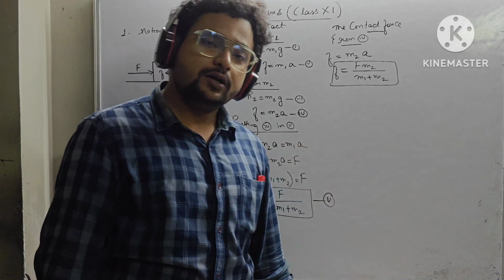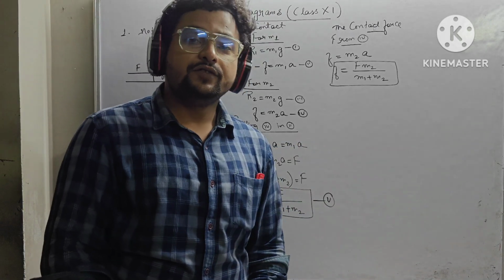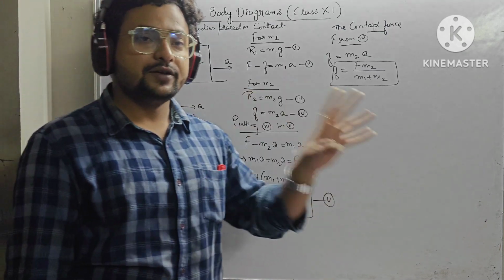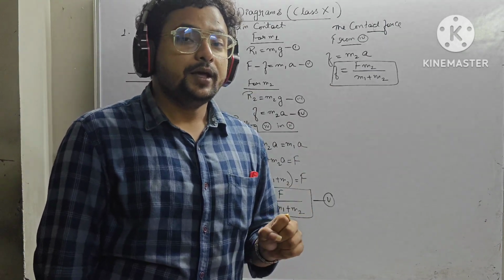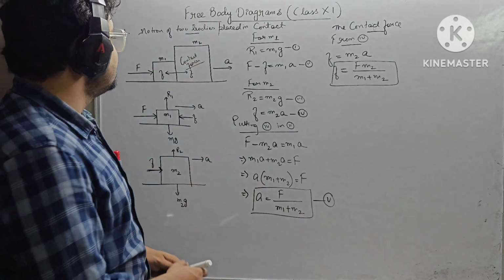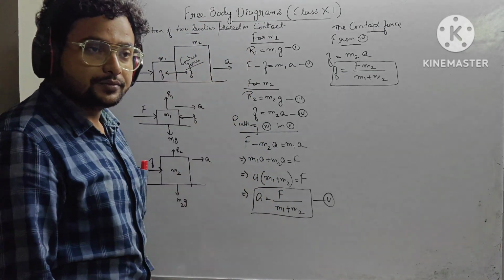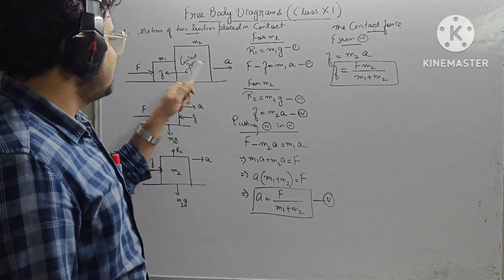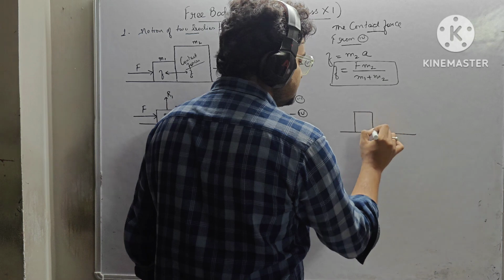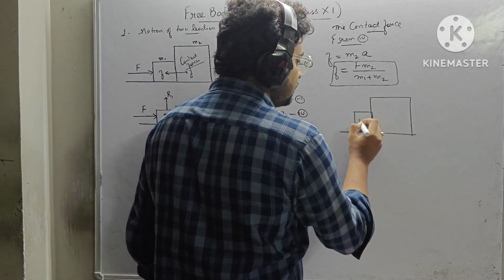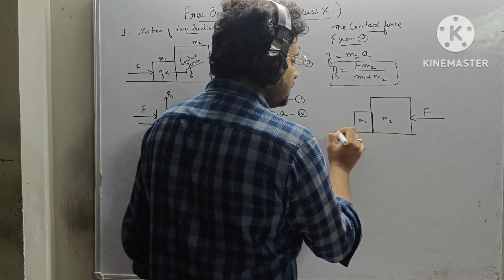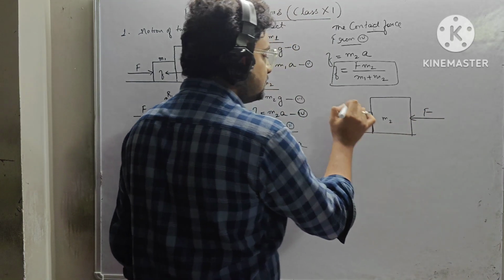Okay, this is going to be the contact force. So this is how we can find out the acceleration and the contact force if two bodies are placed in contact and you are applying the force from one direction. Now, what is going to happen if you are applying the force in this body? Suppose this is the larger body, m1, m2, and suppose I am applying the force in this body, then acceleration will be in this direction.